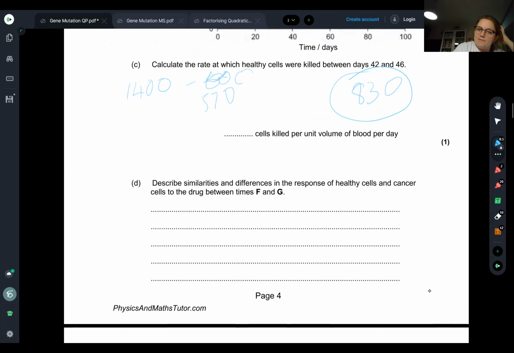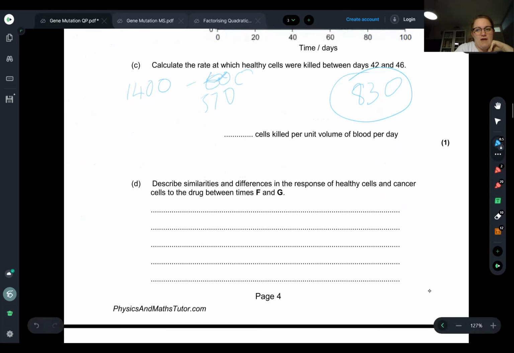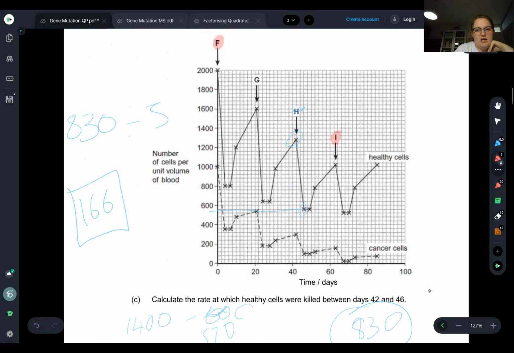So last little bit: describe similarities and differences in the response of healthy cells and cancer cells to drugs between times F and G. So let's find F and G. Here's F, here's G. Our similarities are that there's a similar pattern. At F healthy cells go down, cancerous cells go down. They stay the same at this point, the number of cells stays the same for the same length of time. Then they increase again.